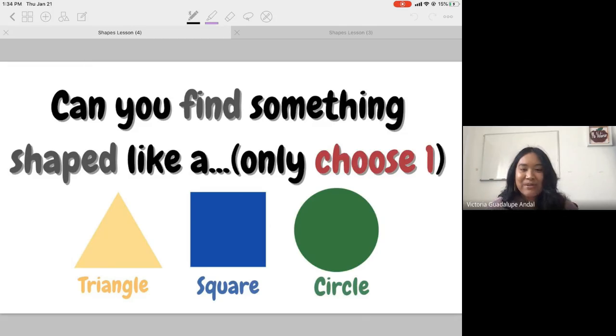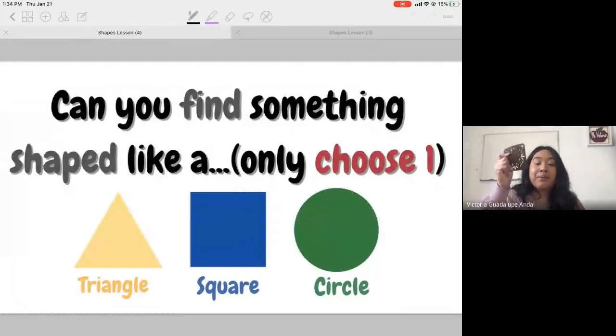Great job. Okay, put your objects down now. If you found something shaped like a square, go ahead and hold up your item. Awesome, I see a lot of squares. Okay, put your objects down. Let's see, who found something shaped like a circle? Go ahead and show us. Great job. You guys did such a great job.